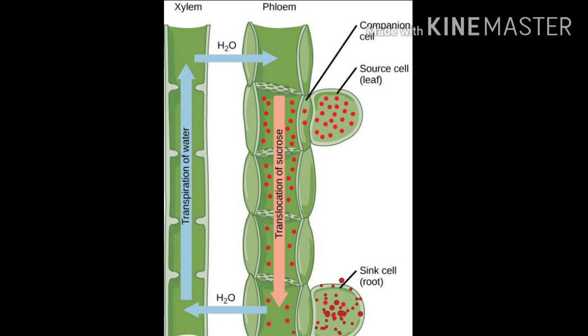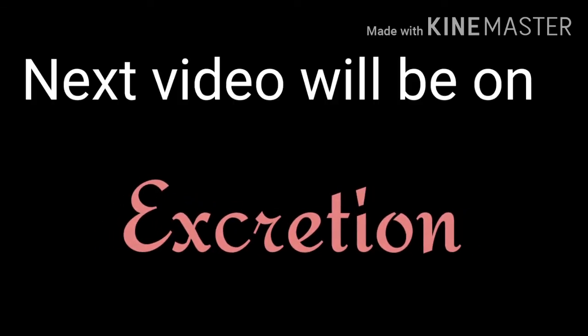During the flowering season, the sugar stored in roots or stem is transported towards the floral bud to make them open and blossom. So that was it about the transport in plants.